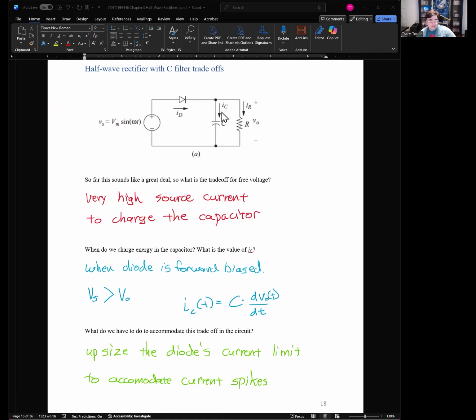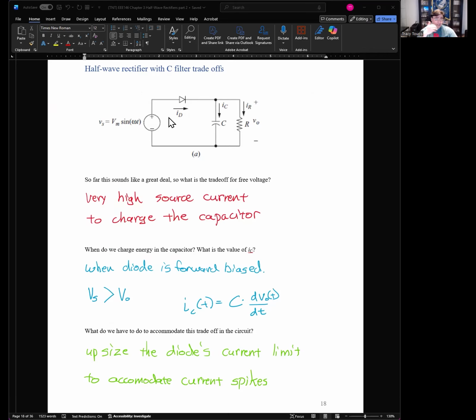For the capacitor to operate, it needs a lot of current. So very high source current is needed to charge a capacitor. That's the big trade-off. If I want constant voltage in the output, I need to dump a lot of current into the capacitor when it's charging. So when the AC source is on and conducting, you might have five times more current going to the capacitor than it would have gone just to the resistor alone. And we have to design for that.